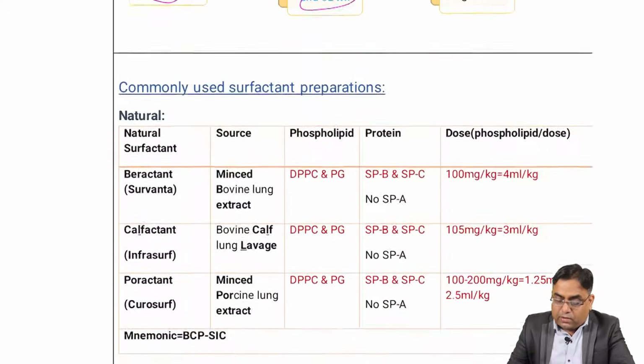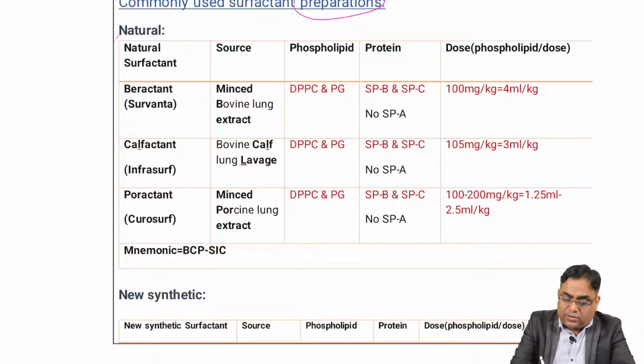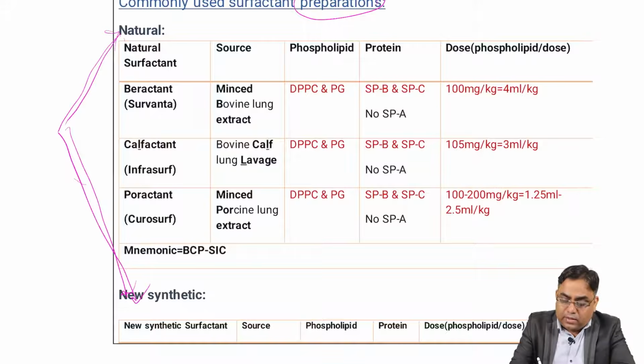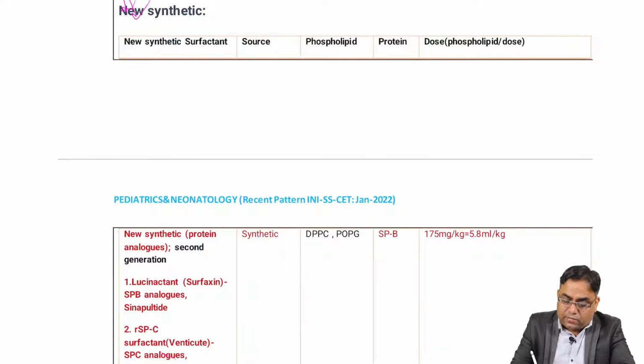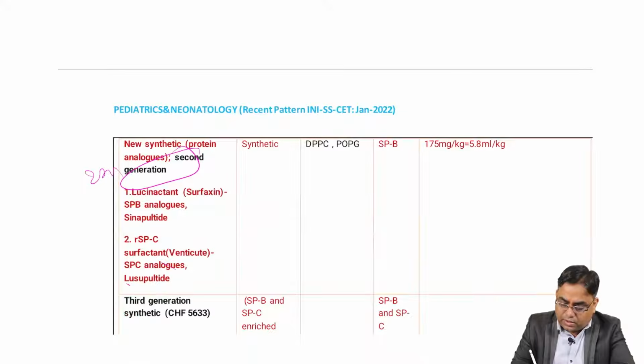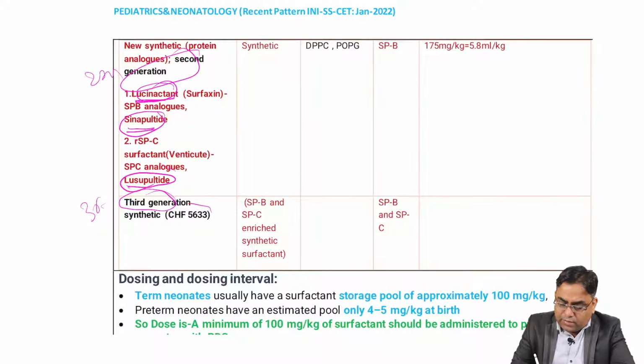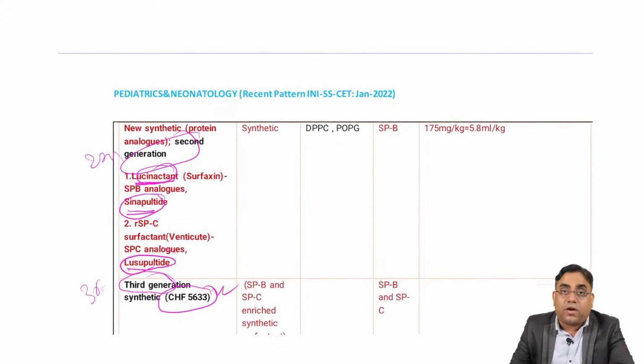Now the commonly used surfactant preparations are natural and new synthetic. Among the natural, B for bovine, beractant; C for calf lung lavage, calfactant; and porcine, poractant. So these are the natural surfactants: beractant, calfactant, poractant. Beractant comes under Survanta, calfactant is Infasurf, and poractant is Curosurf. Next, the new synthetic surfactants are divided into second generation and third generation. The second generation are lucinactant, cinapultide, and lusupultide, and the third generation is CHF 5633. So these are the synthetic preparations of the surfactant.